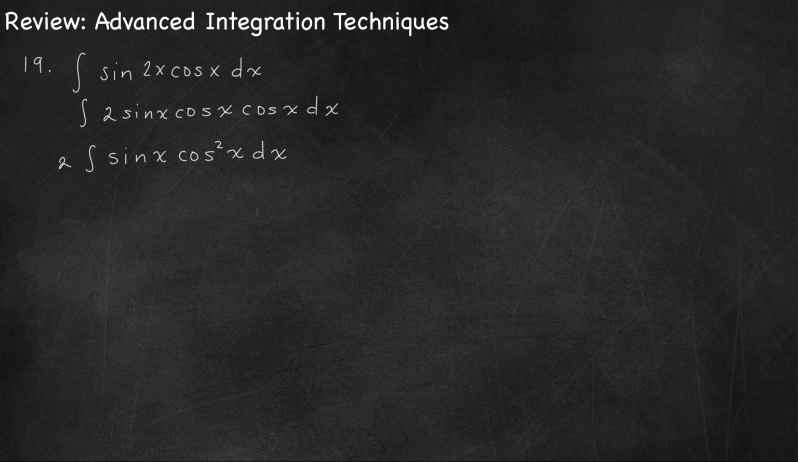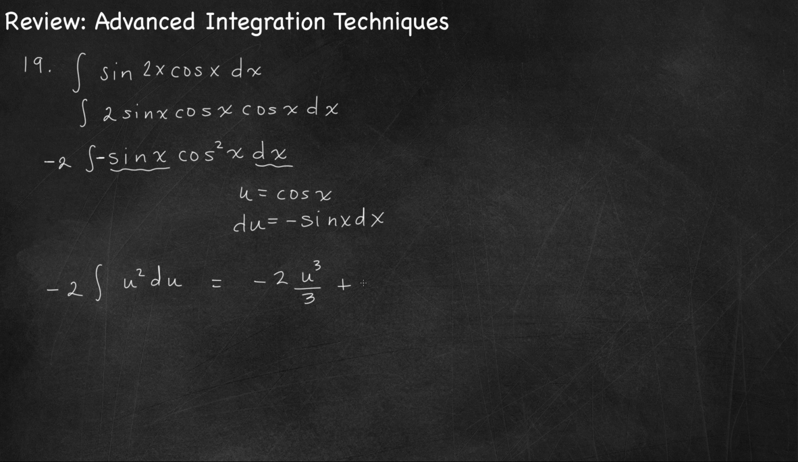Now we have an even number of cosines and an odd number of sines. We're going to save the sine for our du and do a U-substitution with u equal to cosine x. Then du is negative sine x dx. So we have 2 integral, and I'm missing my negative, I have my sine x dx, but I need a negative 1, so I'll multiply by negative. So negative 2 u squared du, and that's just negative 2 u cubed over 3 plus c, which is negative 2/3 cosine cubed x plus c.